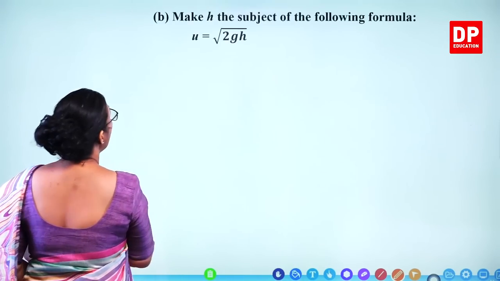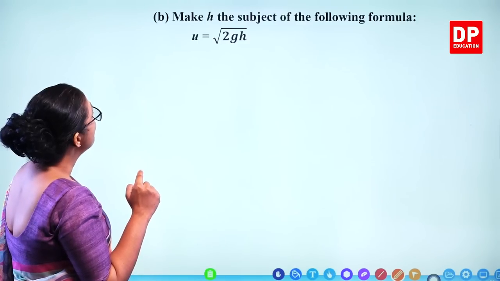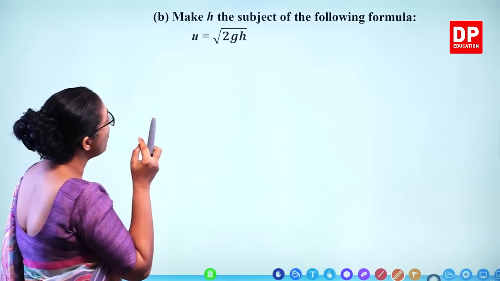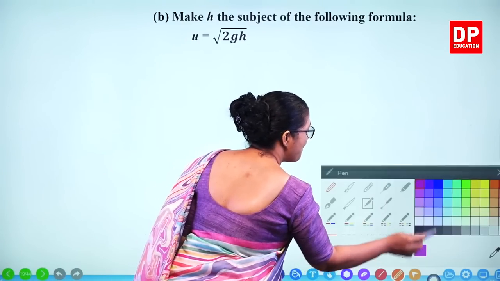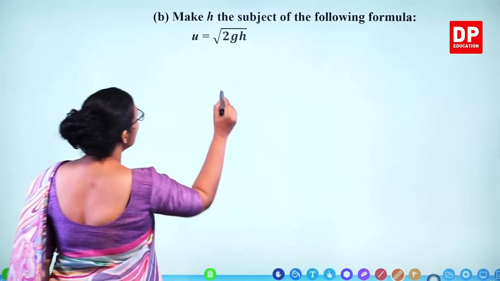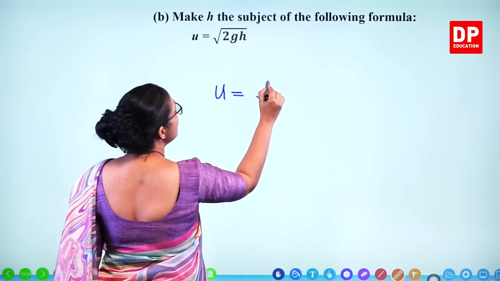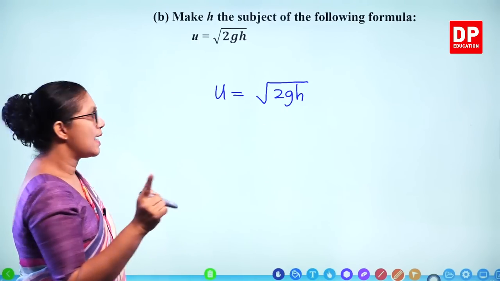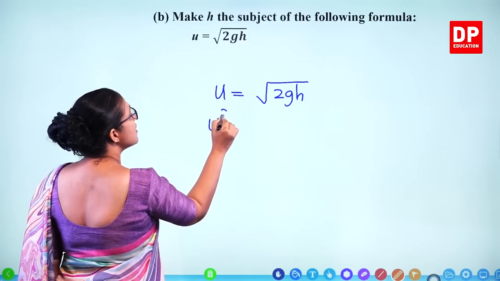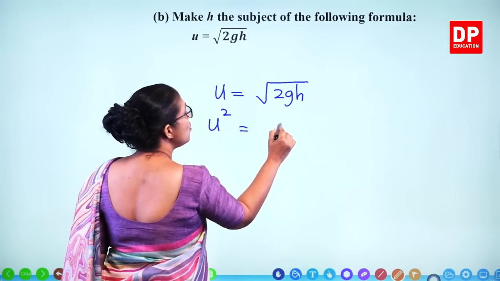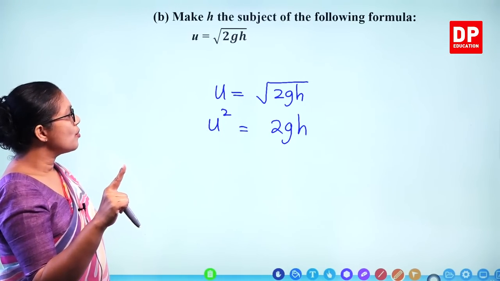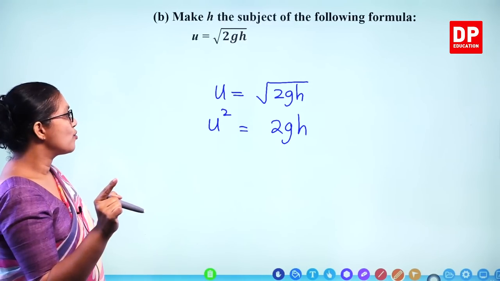And there's another part, part B. So 2 marks for this one. Make H the subject of the formula. There's a square root sign. How do you get rid of this square root? You have to square both sides. So square both sides. U squared is equal to 2GH. When you square both sides, you can get rid of the square root sign.